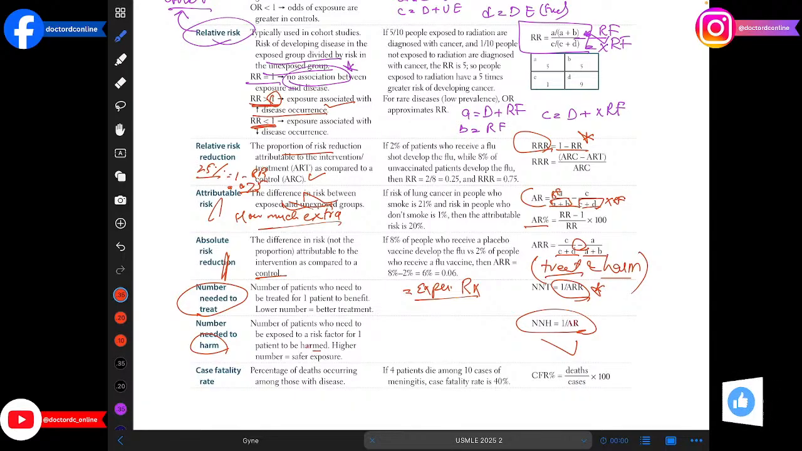And in contrast to this, the number needed to harm is the number of people who would need to be exposed to a risk factor in order for one person to acquire a disease of interest. All right. Well, that's going to wrap up.